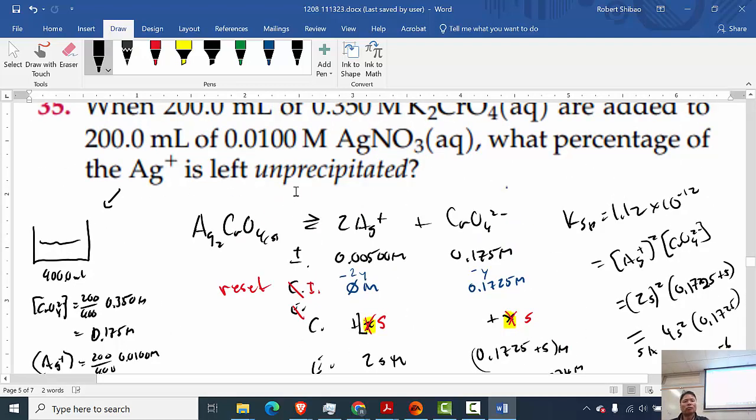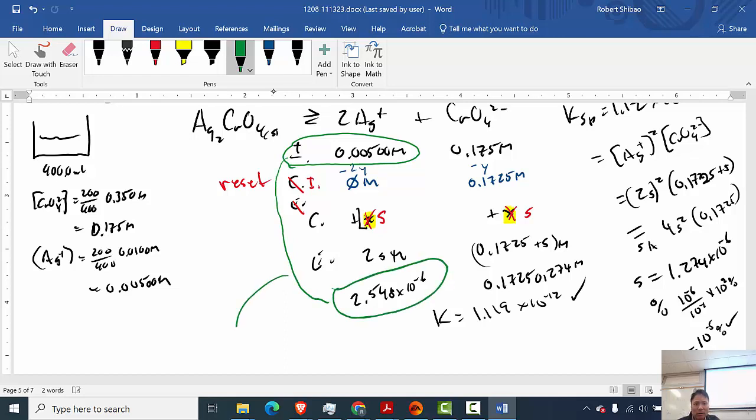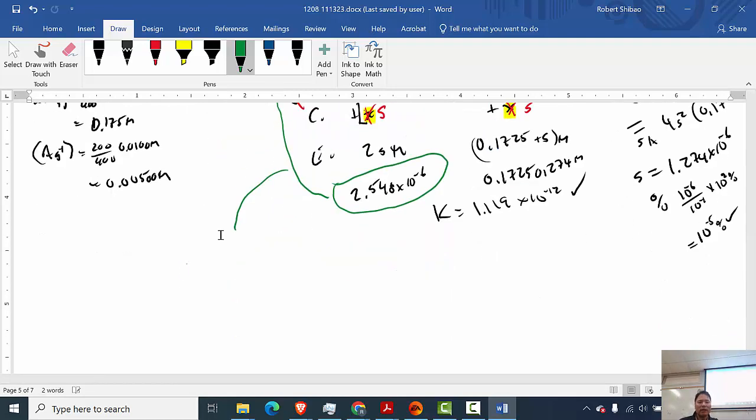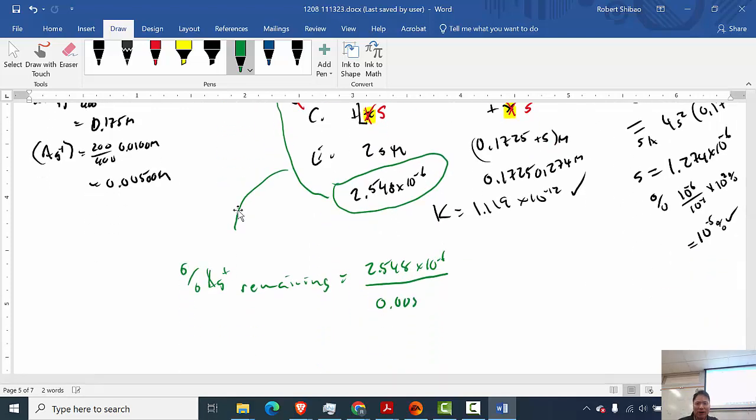Now, they're asking how much remains unprecipitated. So the amount that remains is, we need the original initial here. The original initial was 0.0500, and then we see what we have left over. We have this much left over. And so the percent remaining, percent silver ion remaining, is equal to 2.548 times 10 to the minus 6 molar at the end versus 0.00500 molar at the beginning times 100%.